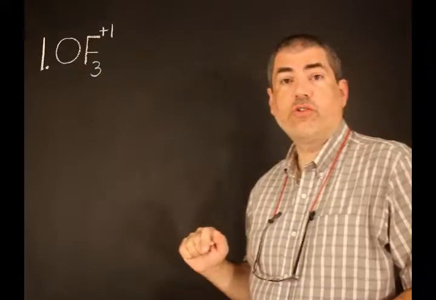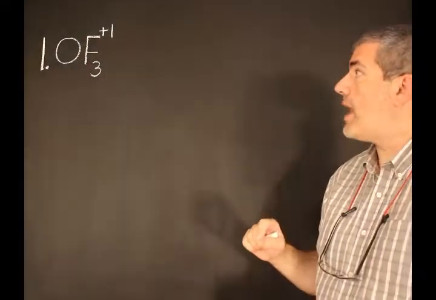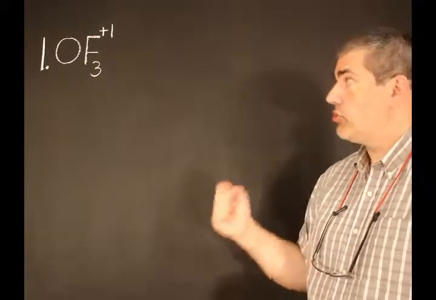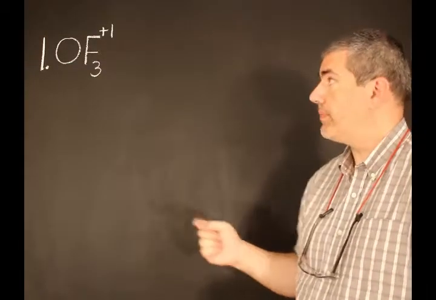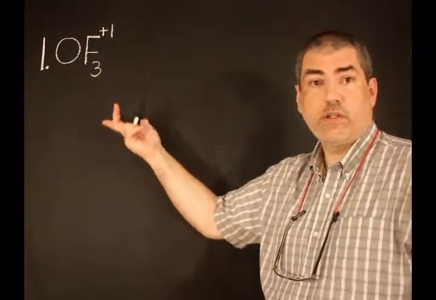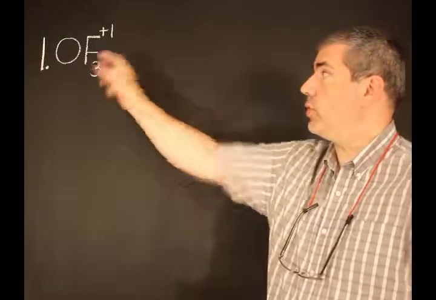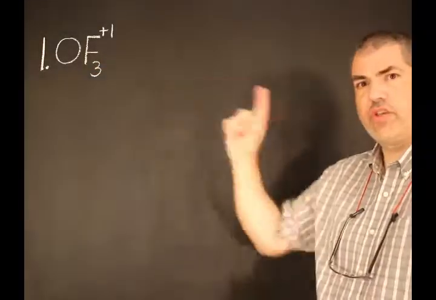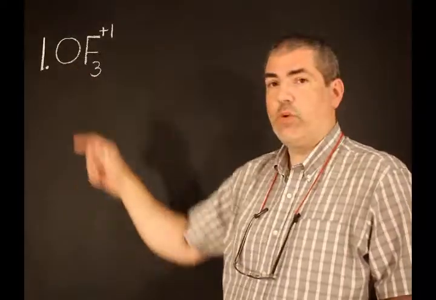So for the first question, it was about OF3 plus 1, drawing this Lewis dot structure. This would be the equivalent of hydronium if you replaced this with hydrogen. It's just the convention is a little different. It would be H3O plus.